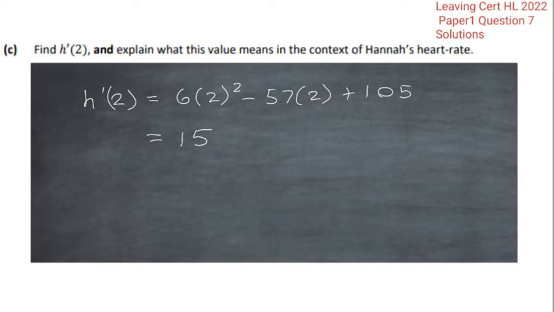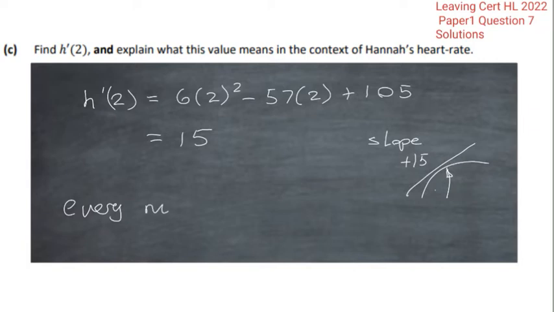So what does this mean in the context of Hannah's heart rate? So if we interpret it as the slope of the graph, it will be a rate, and it's plus 15 at that instant of 2. And this means that every minute, it will be an increase of 15 beats per minute.